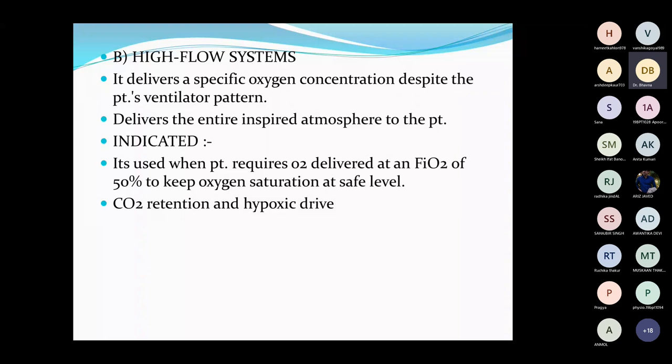CO2 retention means the patient is not able to exhale properly, right? The exhalation is not taking place. That is why the carbon dioxide is remaining in the lungs, and it is increasing the level of the carbon dioxide, right? And hypoxic drive is where oxygen is less.